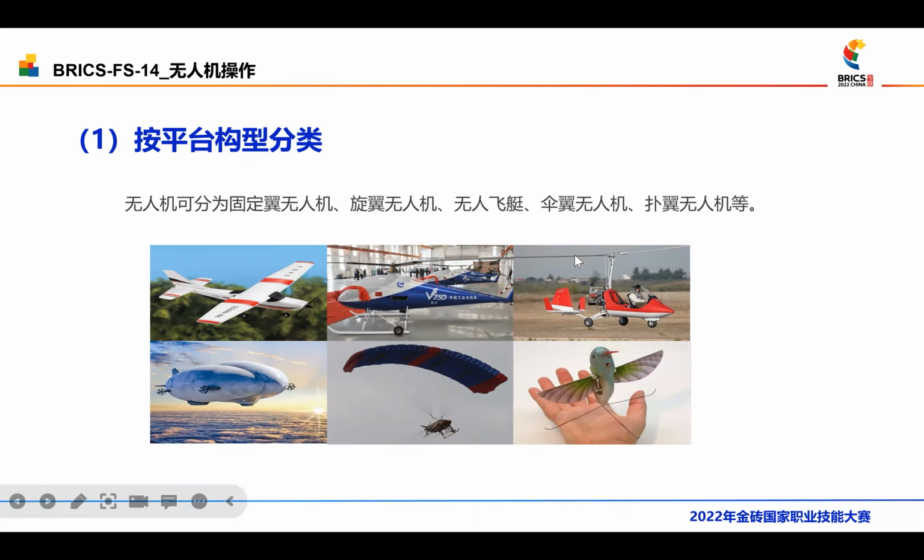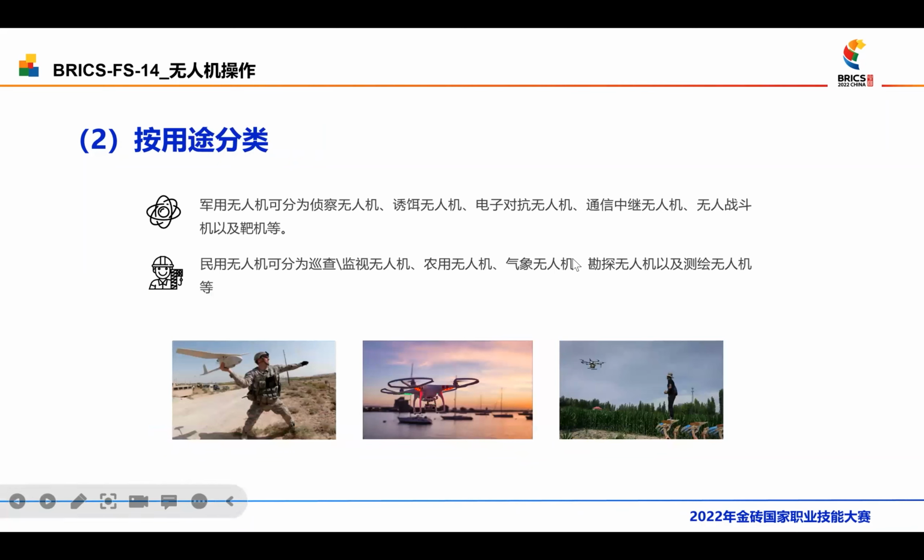Finally, it is a flapping wing UAV, which can generate lift and forward force through the vibration of its wings, just like birds.